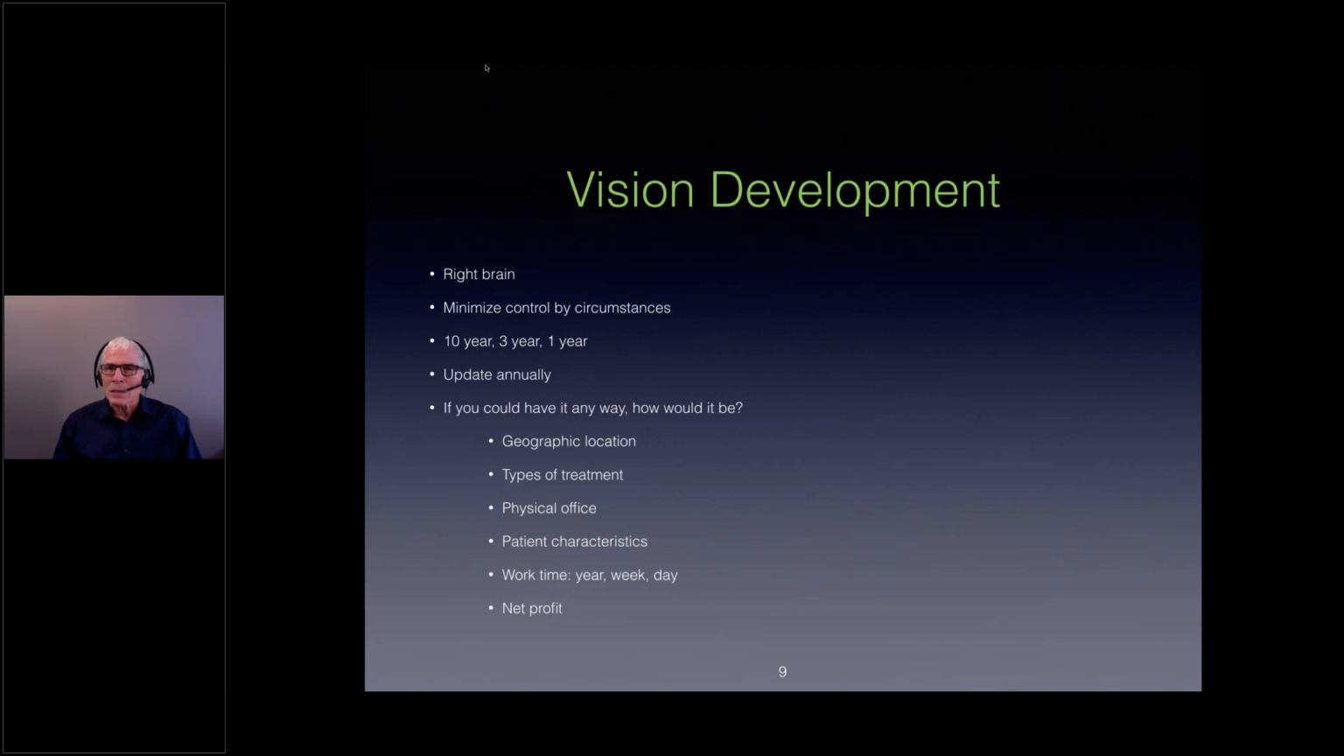Vision development is very different than microsurgery and dentistry. It's something that most of us spend time thinking about, but rarely actually sit down and go through the process of actually developing a vision. Vision development can be done in an hour or two. It needs to be updated annually. Perhaps an hour spent per year would keep it fresh.